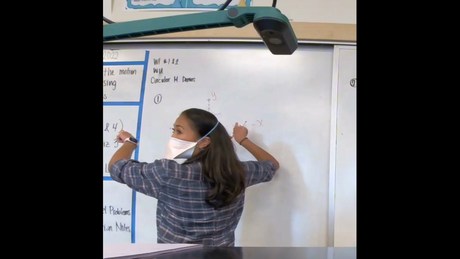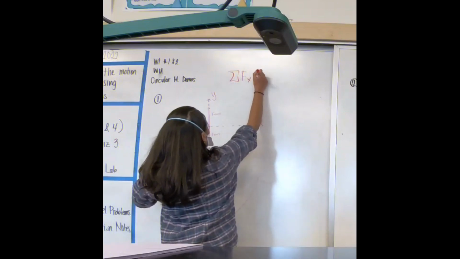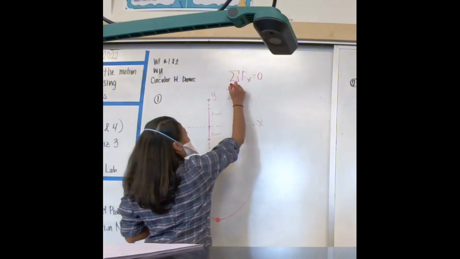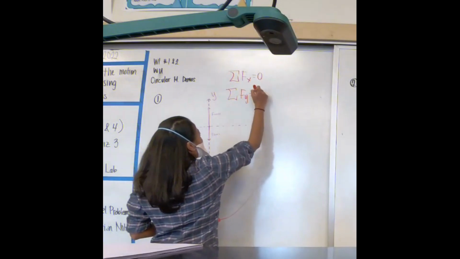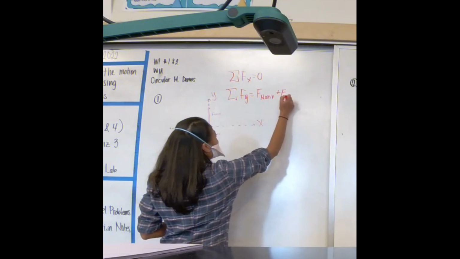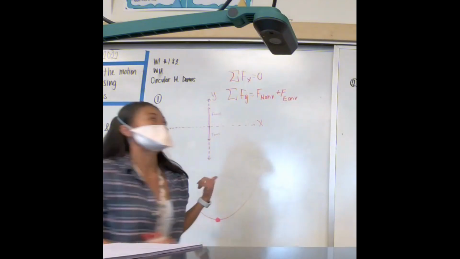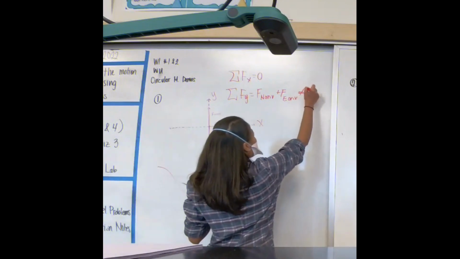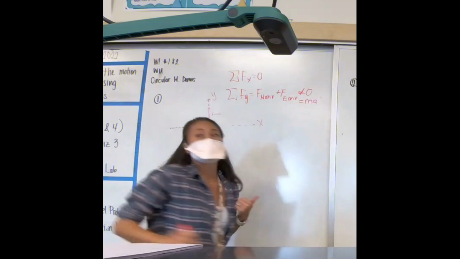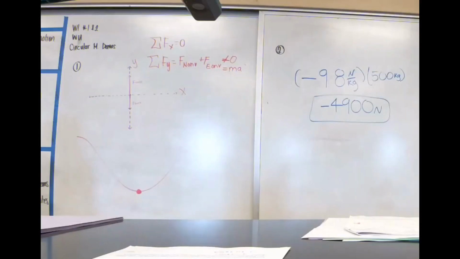I don't have forces on the x-axis, but I still need to show the sum of the forces on the x-axis equals 0. What I do have is the sum of the forces on the y-axis, and that's the normal force on the Vespa plus the force of Earth on the Vespa. And is this equal to 0? Definitely not. You can put does not equal 0, or you can put that it equals MA, because we're going to need that in problem number 5.